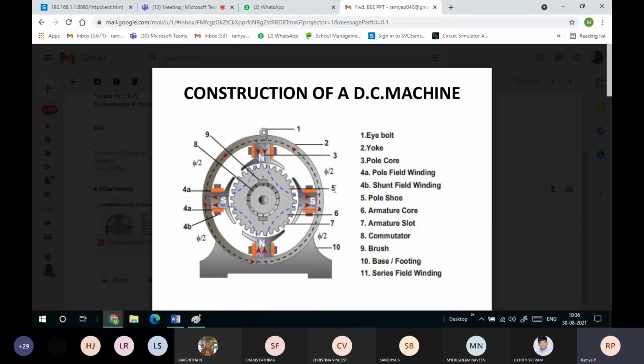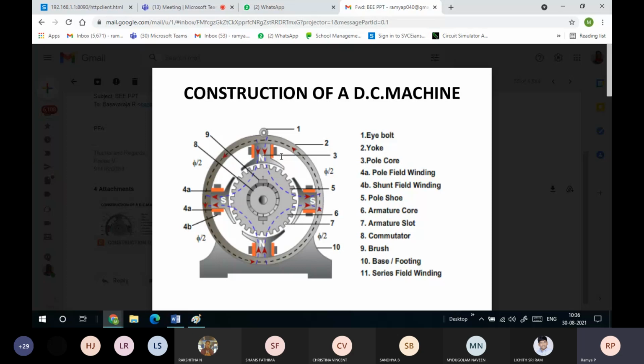So we require current carrying conductors. I should use current carrying conductors somewhere, and they have to be mounted. So I am going to use the pole core, this particular region, for making windings, the field winding. That is nothing but a current carrying winding. I'm going to wind my current carrying windings on this, and these windings are mainly responsible for the production of the flux lines.